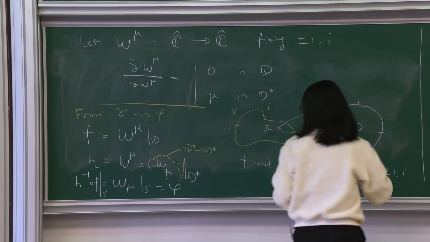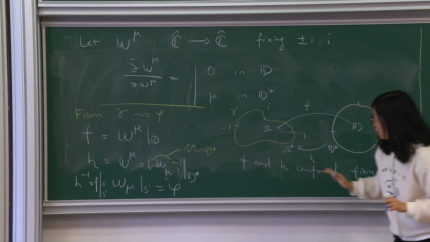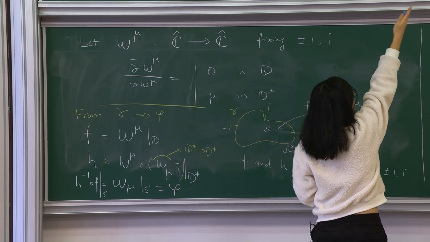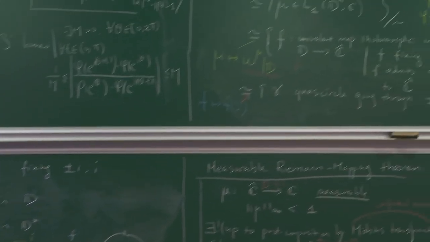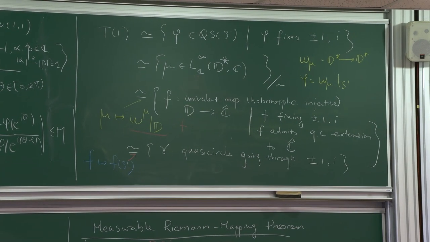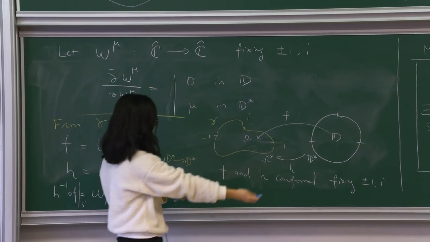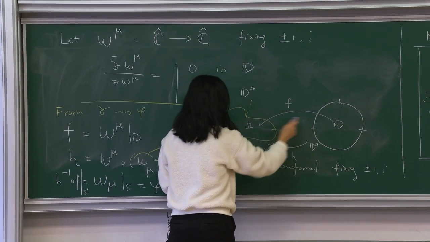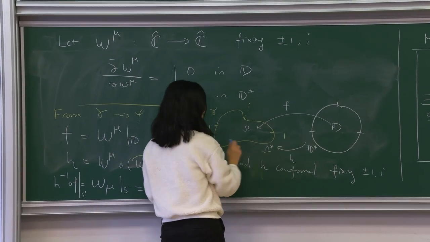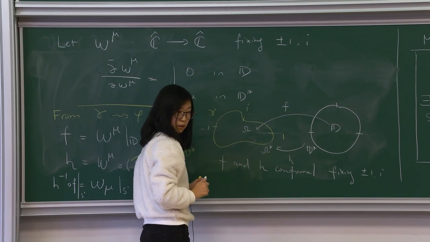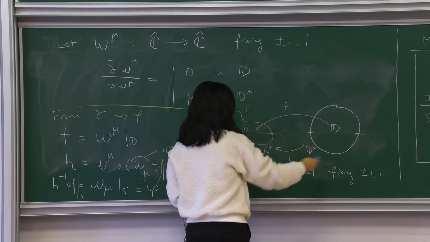Okay, let me just recap what we did. I went all the way from phi to gamma, and now from gamma, I want to recover my homomorphism phi. And what I do is I take two conformal maps, one from the unit disk to omega, the other from the outside of the disk to the outside of the curve, normalized appropriately.